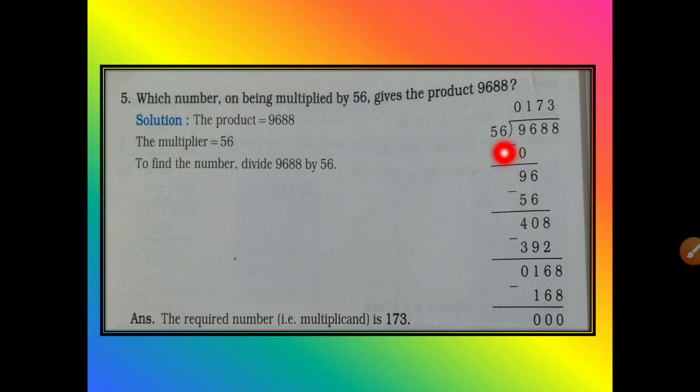168. In the table of 56, this number will be there. 56 3s are 168. 8 minus 8, 0. 6 minus 6, 0. 1 minus 1, 0. The answer is 173. The required number, that is the multiplicand, is 173.